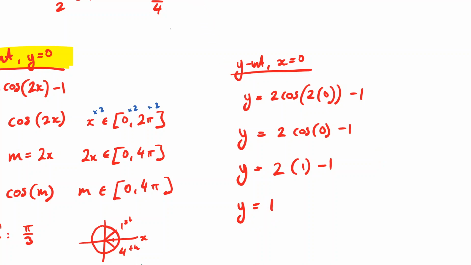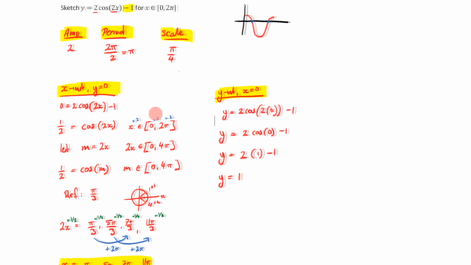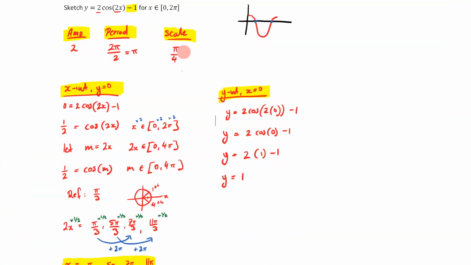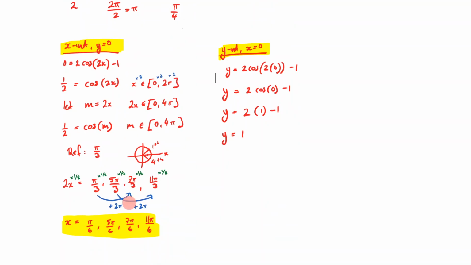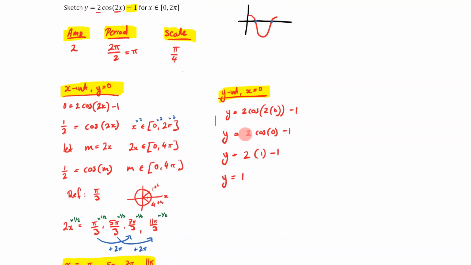Perfect. All right, let's take a step back and marvel at everything we've done here. I found my amplitude, my period, the scale. We found the new x-intercepts, and we have found the y-intercept as well. So now we're going to take all this information and we're going to sketch it.